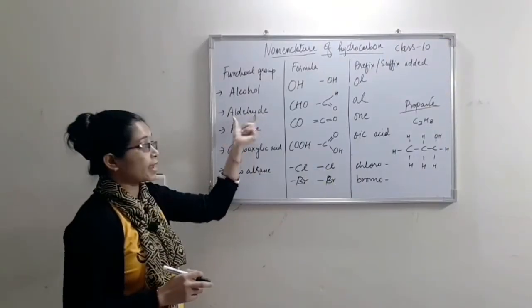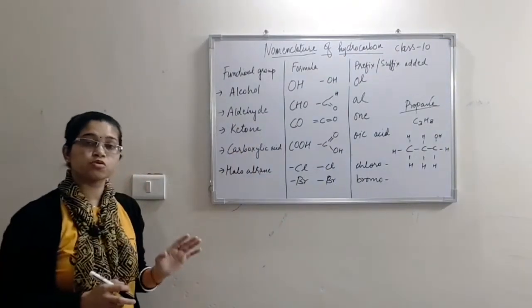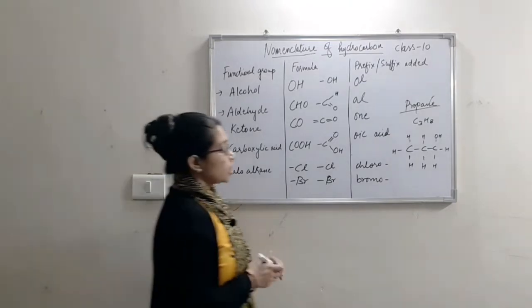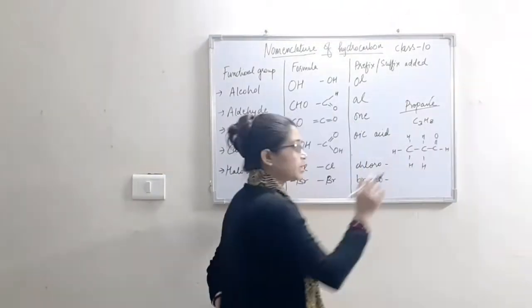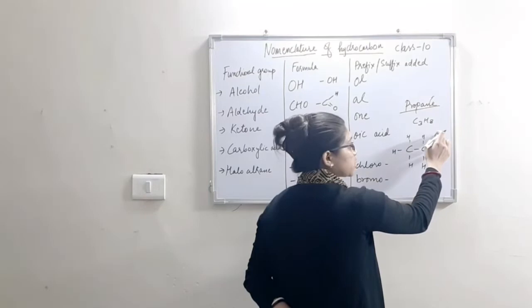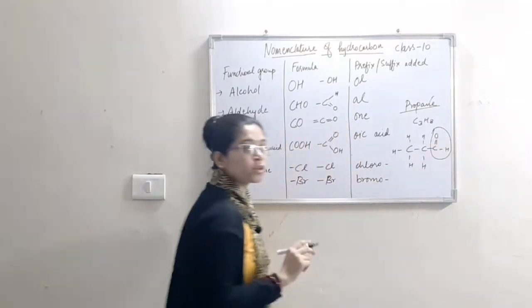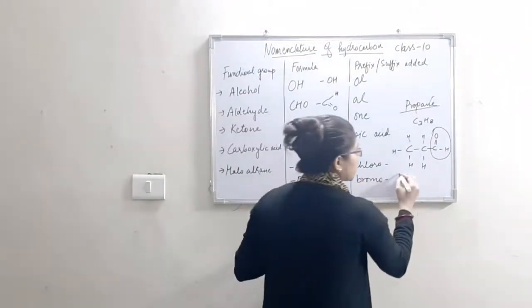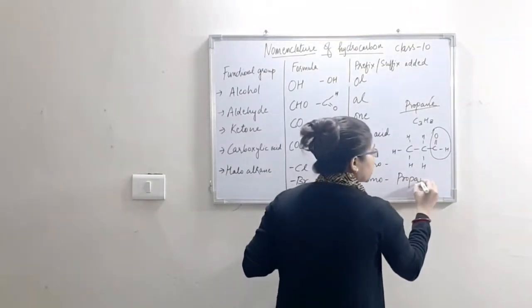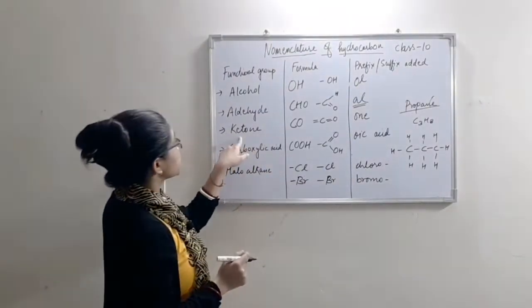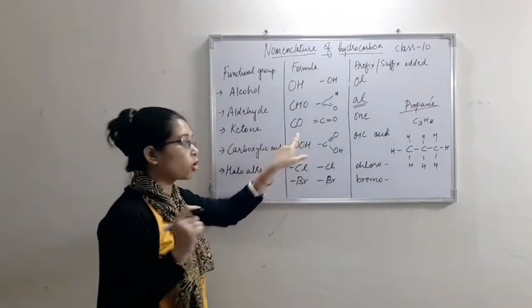Next, aldehyde group, when we are supposed to add CHO. How can you add the CHO? In this manner, double bond oxygen, single bond hydrogen, we have this aldehyde group on propane and we write it as propanal. Next one is the ketone group, that is C double bond O.